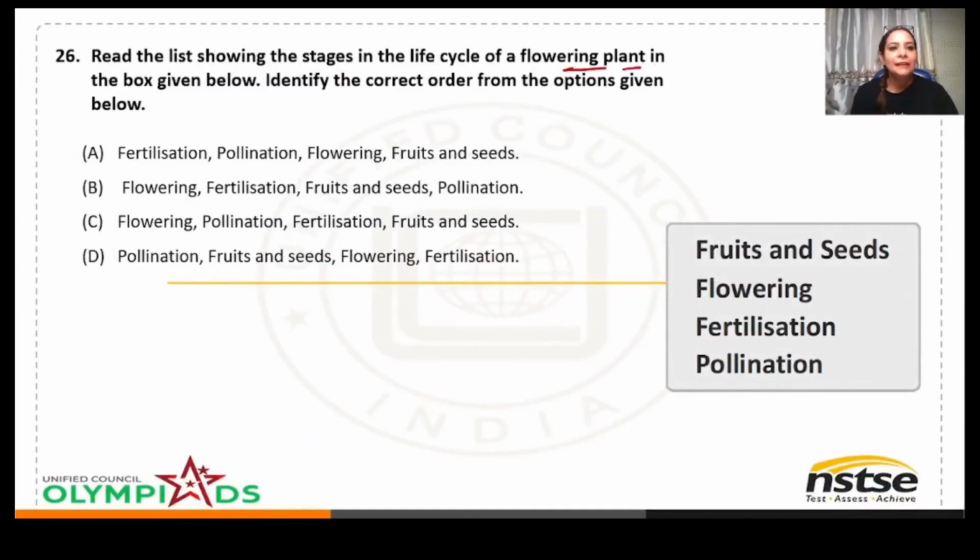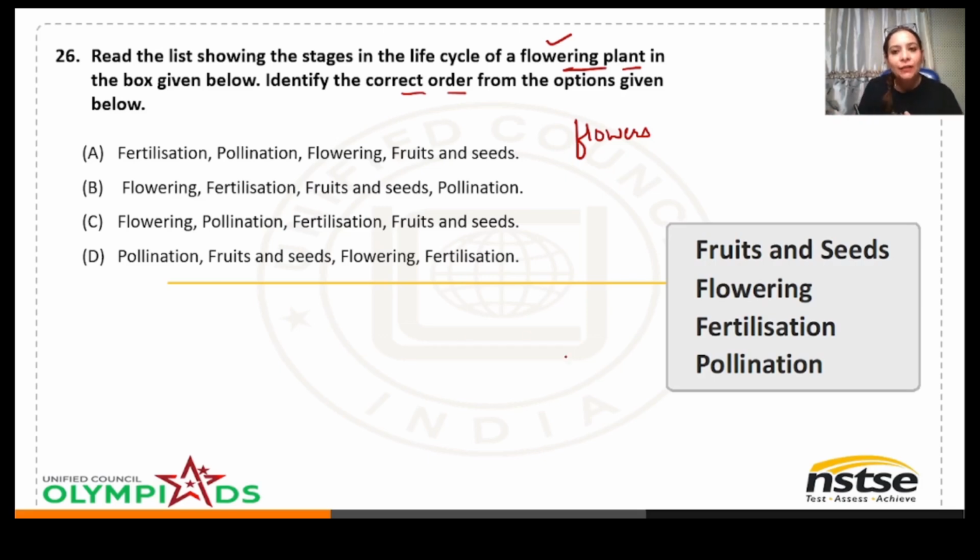Okay. So the question says, read the list showing the stages in the life cycle of flowering plant in the box given below. So this is a box, and you can see the stages of life cycle of a flowering plant. We need to identify the correct order from the options given below. So before we get started, I would really like to recall the concept. So when I talk about flowering plants, what do we mean by flowering plants? Flowering plants are those which bear flowers, and in all the flowering plants, there are certain stages which occur in order.